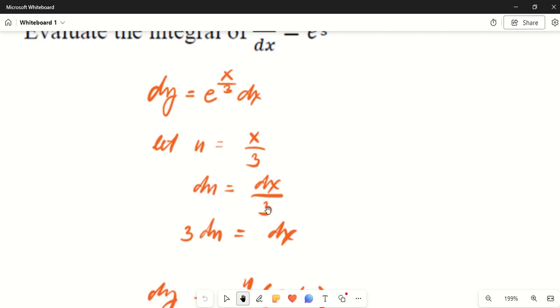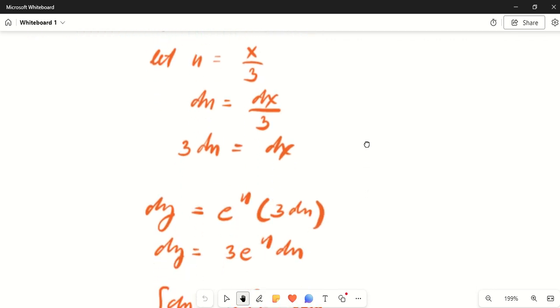We get rid of your 3 in the denominator found on the right side of the equation by simply multiplying both sides of the equation by 3. So we'll be having the equation 3 du is equal to dx. So in our substitution process later on, we can actually substitute your dx with 3 du.